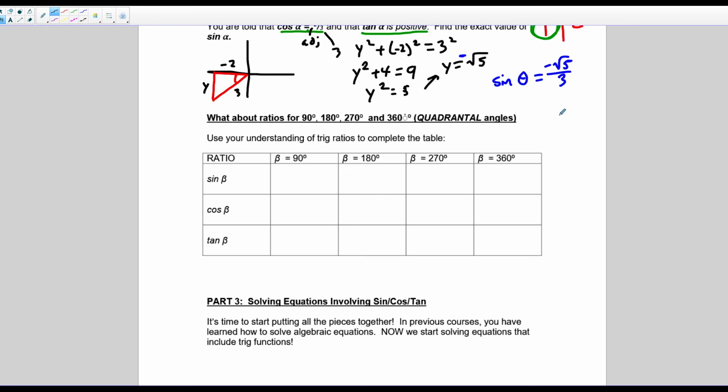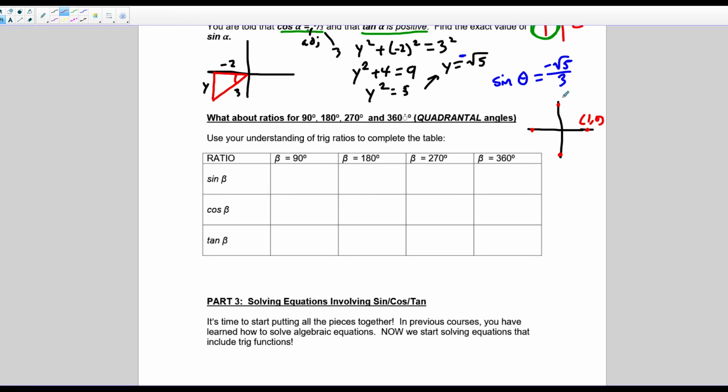Now we're going to take a quick little detour to talk about quadrantal angles. I know it sounds really fancy, but it's really nothing too bad. If we look at our 4 points that lie directly on an x or y axis, so once again, we have this point right here.